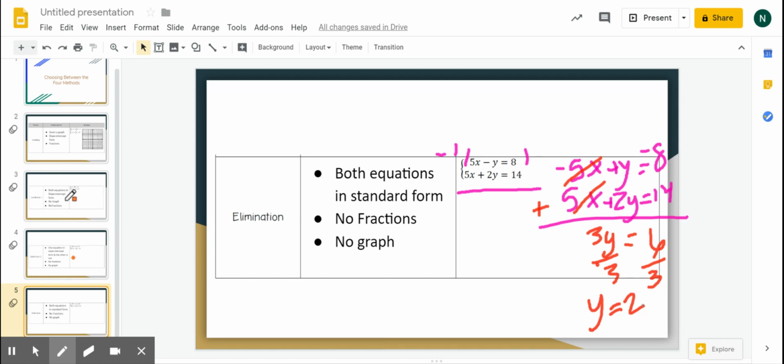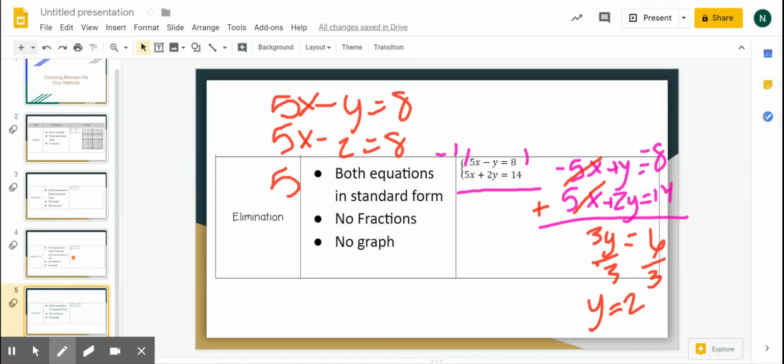Now plug 2 back into one of your equations. So I'm going to use my first equation, which was 5x minus y is equal to 8. So I have 5x minus my y is 2 is equal to 8. Now I need to add 2 to both sides. So I really get 5x is equal to 10. Divide by 5, x is equal to 2. So here my final solution would be 2 comma 2.